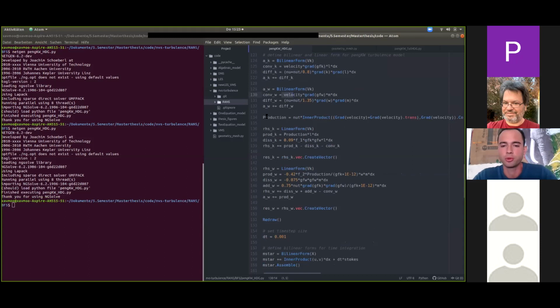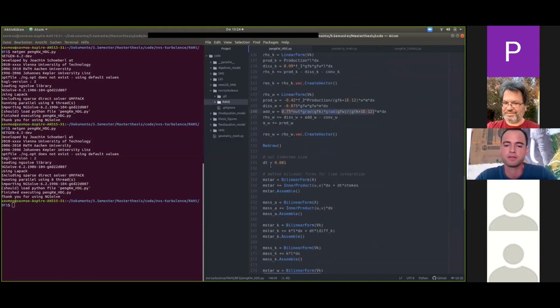And then we define our production term, which is needed for our right-hand side, since it is a source term. There we have our destruction term. Then we sum everything up and use it in our right-hand side. The same thing basically also for omega. Here, for this specific k-omega model, we also have a cross diffusion term, which we also treat explicitly.